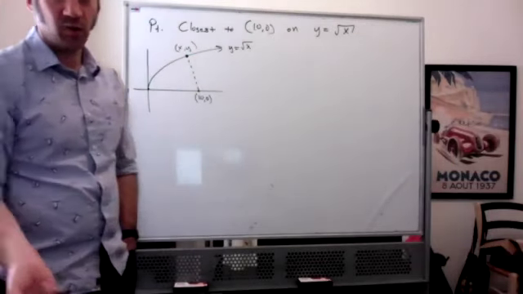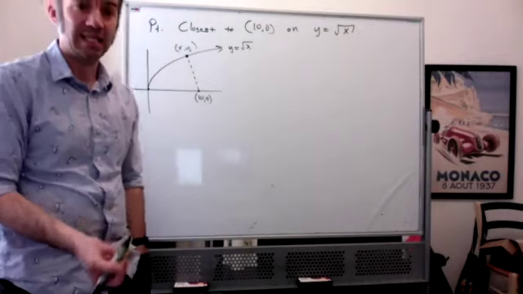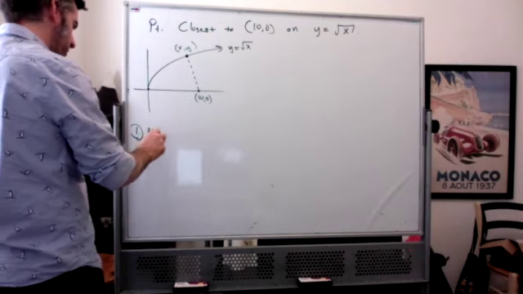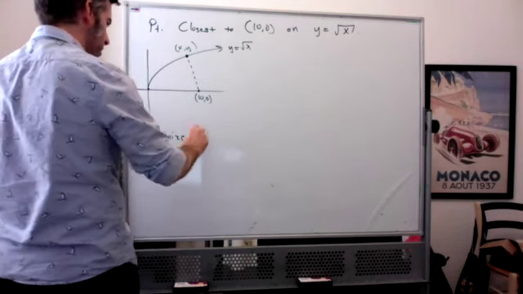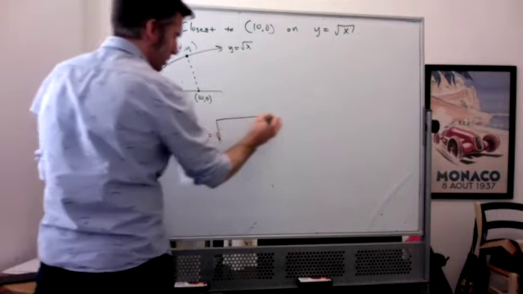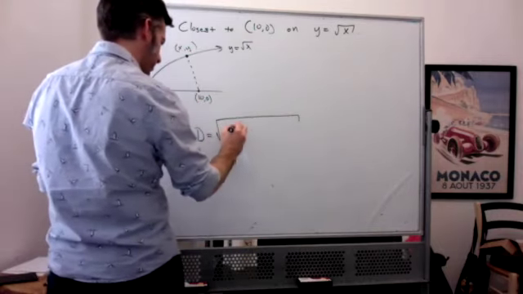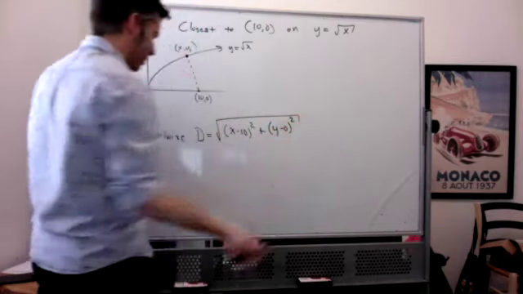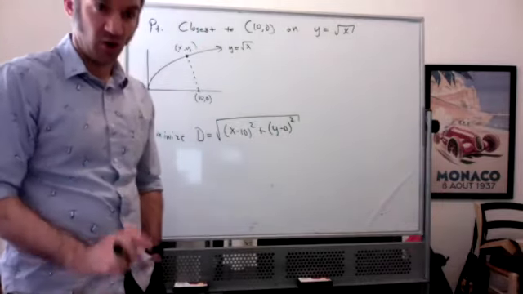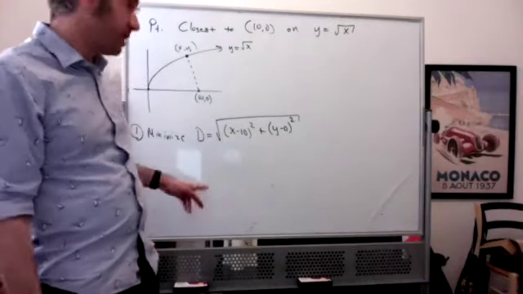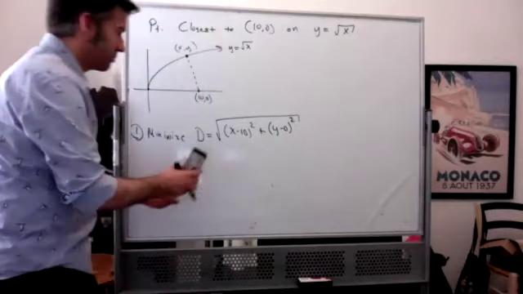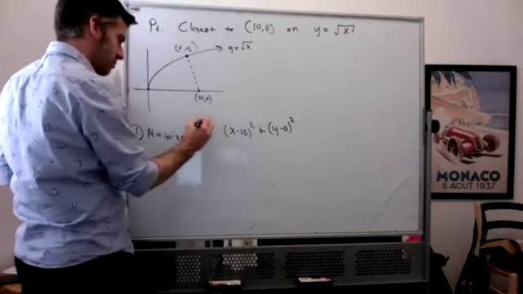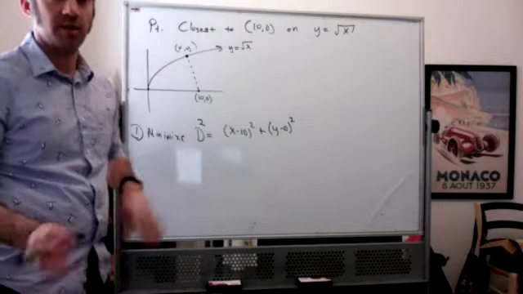So if you're trying to find the closest point, you're trying to minimize something. You're trying to minimize the distance between two points. So what we're actually trying to do here is minimize the distance, which is equal to the square root of (x minus 10) squared plus (y minus 0) squared. Okay, something you should always do, because it always works: instead of minimizing the distance, minimize the distance squared.